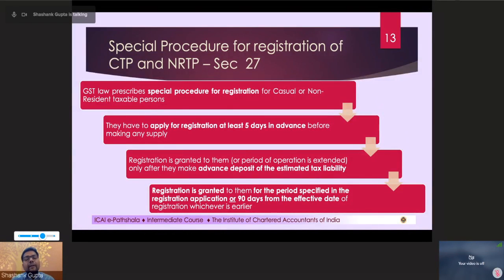So basically, they have to apply for registration in advance at least 5 days before. Also, they have to deposit the estimated tax liability in advance. Also, the maximum period of registration is 90 days, plus a one-time extension of another 90 days can be obtained, and beyond this, working is not allowed to these categories of taxpayers.